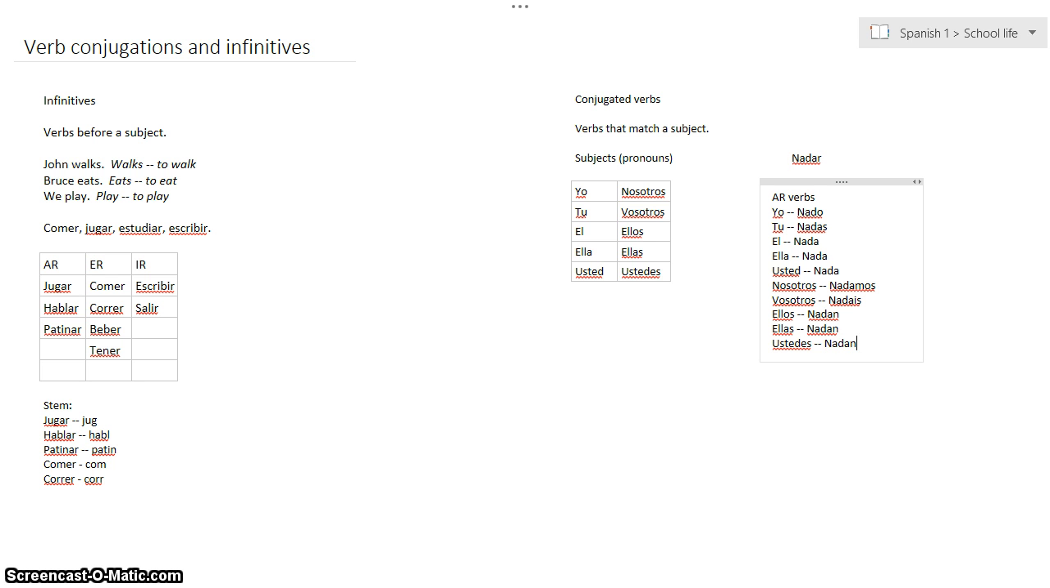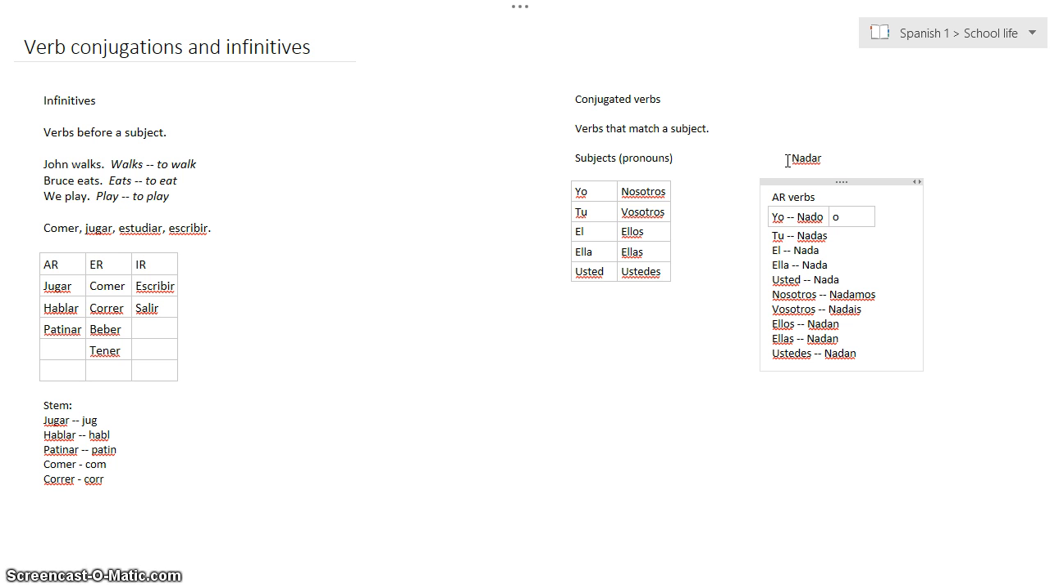So the basic pattern is you take off your AR ending from the verb and you add your new ending. So again, what are those new endings? Well, for AR verbs, one more time, I'm just going to take apart the ending here. That way it's easier to see. For AR verbs, you add O for the yo form. For AR verbs, you add as for the tú form.